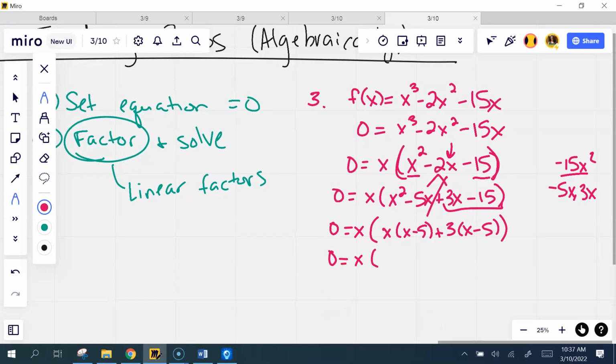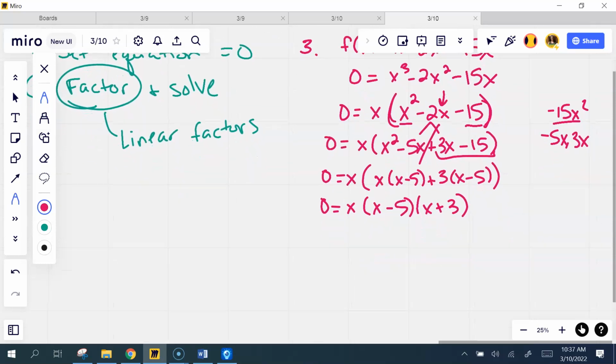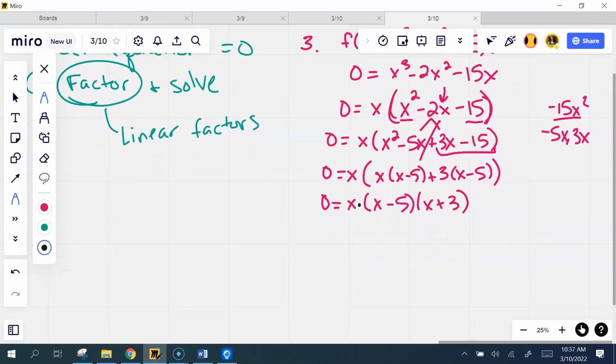The x stays on the outside. I've got the x minus 5, and I've got the x plus 3 that's left. And it is now completely factored. Now, I did that not so that I could make it look pretty in factored form, but I did that so that I could find the zeros. So now I use that property that says if I multiply 2 or more things together and they give me 0, then one or more of them must be 0. So I take everything and I say, okay, x equals 0, x minus 5 equals 0, and x plus 3 equals 0. And I solve each one.